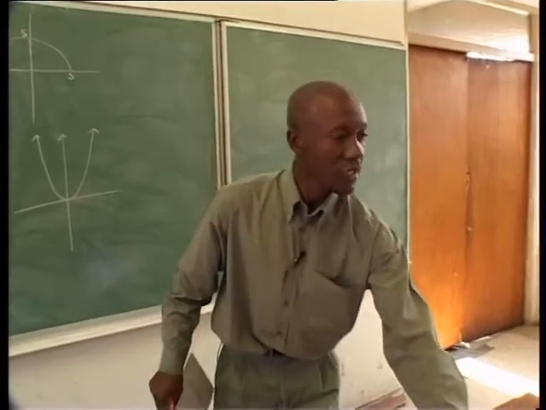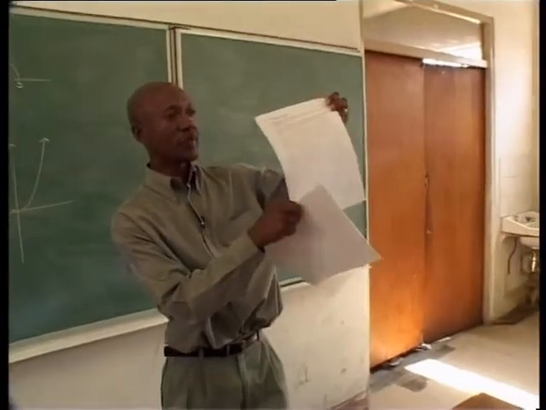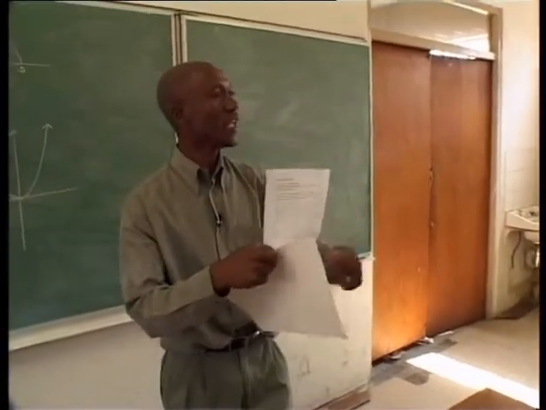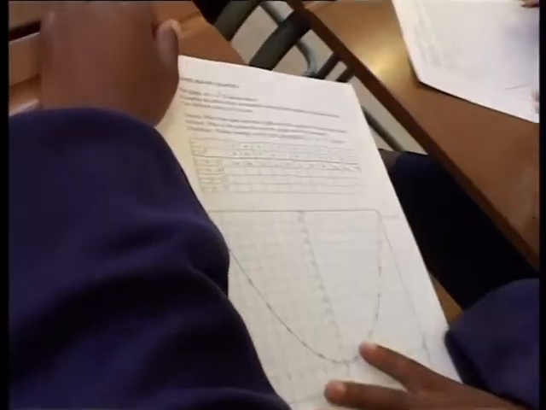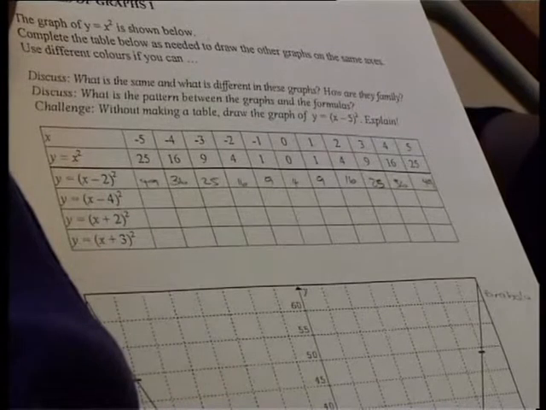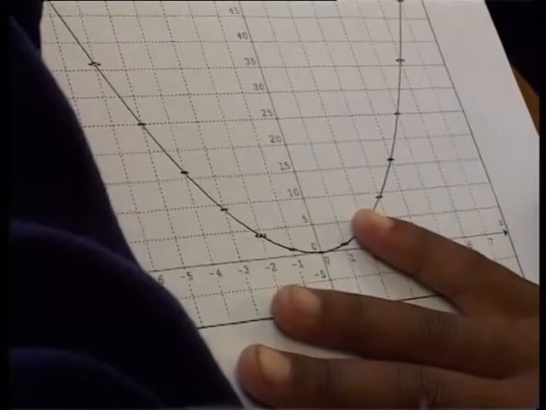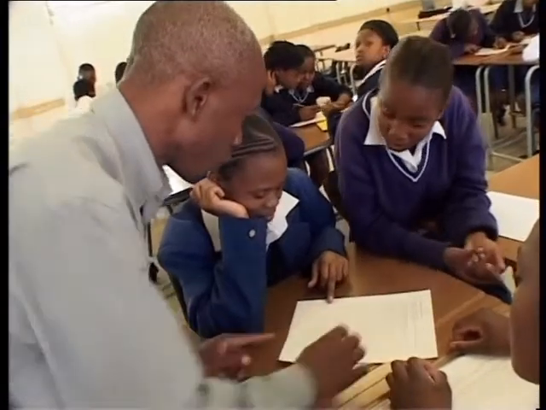I want you to work with these worksheets, fill up the information here and plot the graphs. In this activity, learners are presented with a table and graph of y equals x squared. They are required to complete the table with 4 new graphs and then to plot these graphs onto the same graph paper. How did you plot this point here?